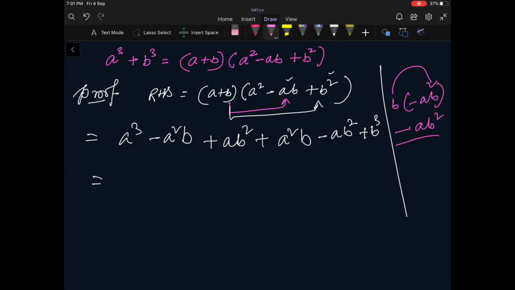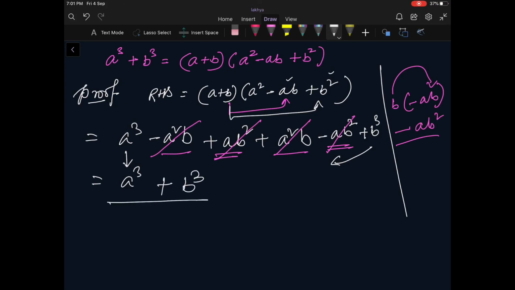So now you see minus a square b and this is plus a square b, so you can cancel these two, and minus ab square plus ab square, cancel these two. So what we have got? We have got a cube, then next plus b cube. So this is the left hand side of the identity.